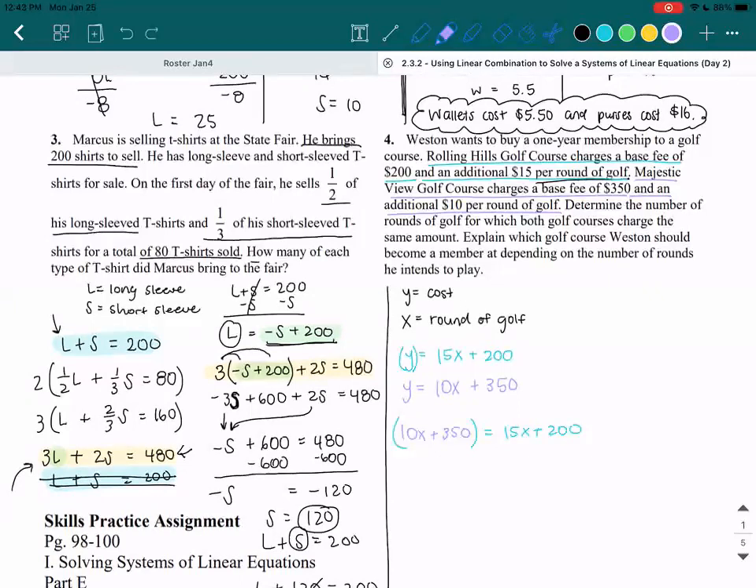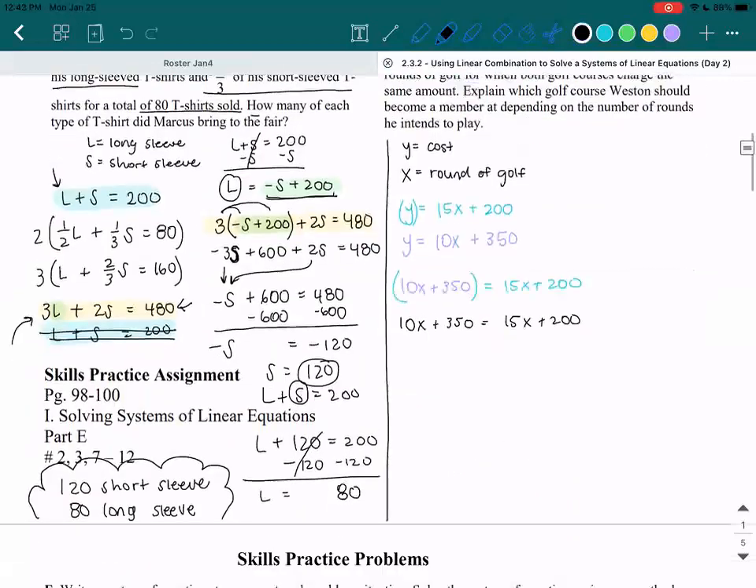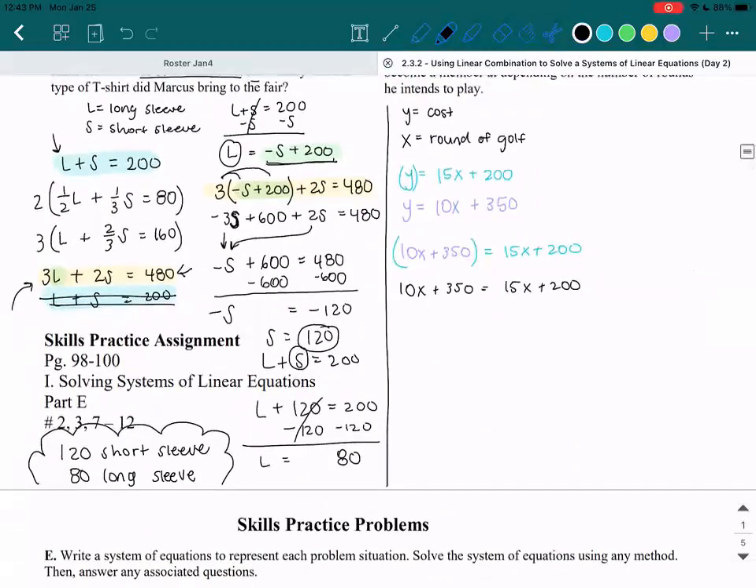So solving for this, we got 10x plus 350 is equal to 15x plus 200. There's nothing for us to distribute, so I'm just going to rewrite it without the parentheses. Then you can solve for x. Let's bring them to the same side. You get 350 is equal to 5x plus 200.